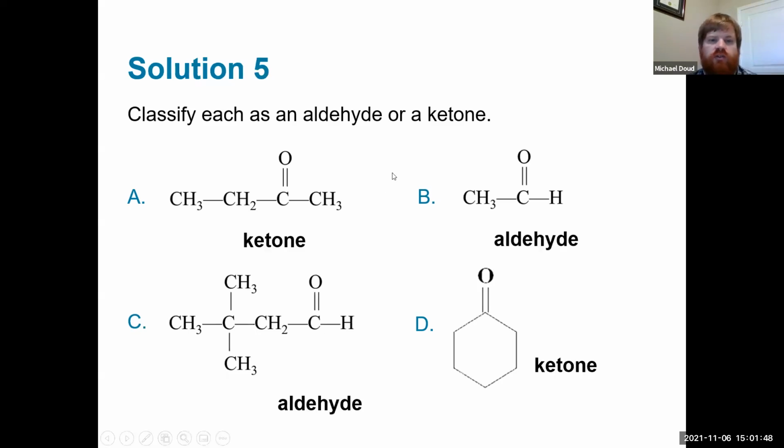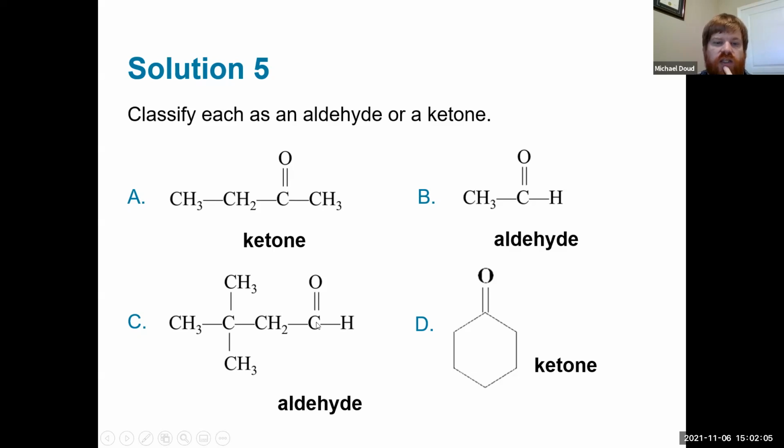All right, hopefully this wasn't too tricky, but here, what you want to do is look at the carbonyl and ask, what is it bonded to? This carbonyl is bonded to 2 other carbons, so that's a ketone. For B, this carbon's bonded to a carbon and a hydrogen. If it's bonded to at least 1 hydrogen, that means it's an aldehyde.